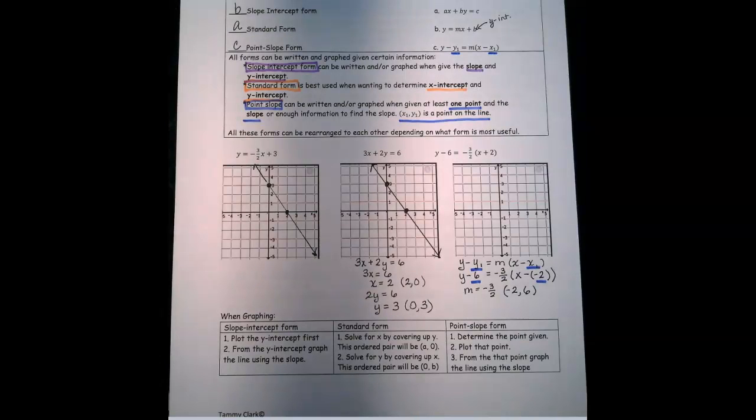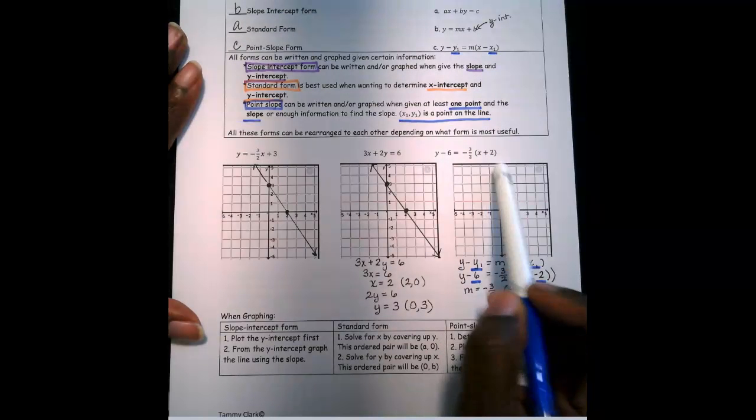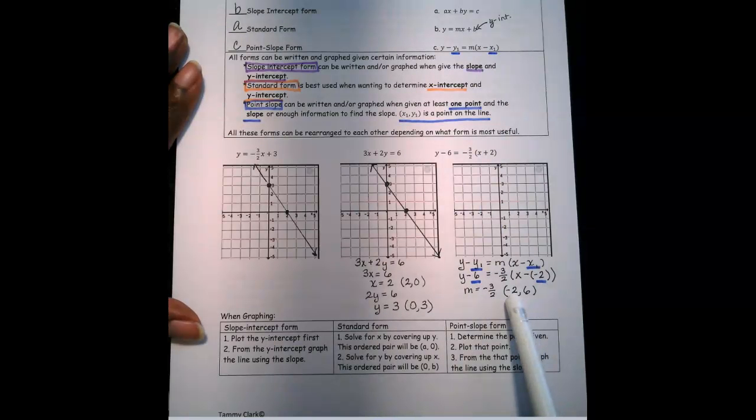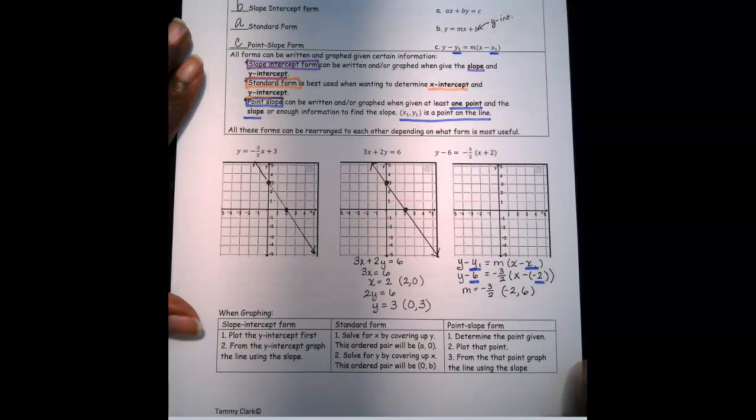So if you notice, if you're looking at just this right here, I really took the opposite of what I saw. I saw a positive 2 here, so I knew that my x term was negative 2. I saw a negative term here, so I knew that my y term was positive 6. So you can certainly think about it from that point. So we've done the first thing, we've determined the point given.